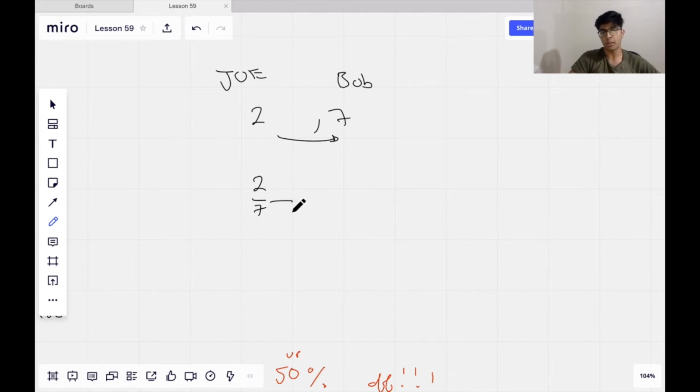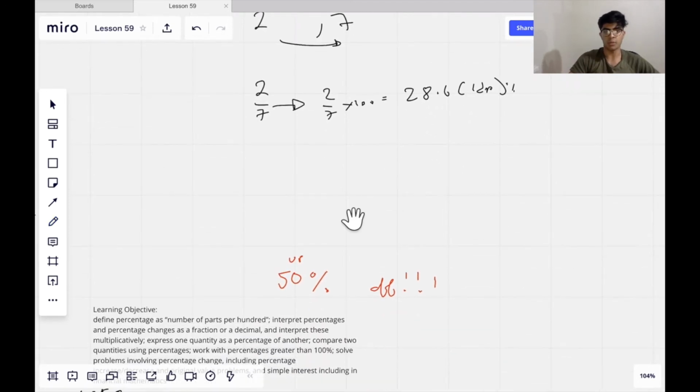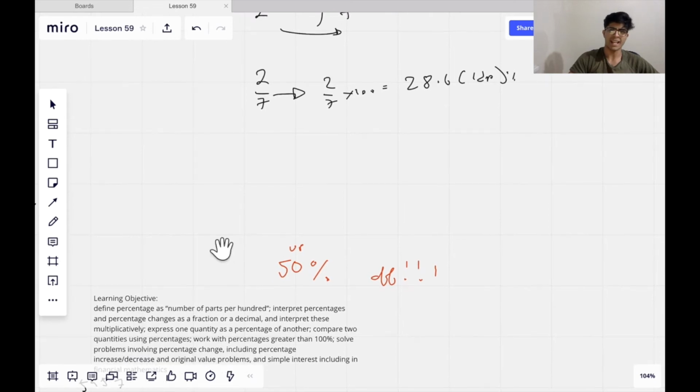But basically you can convert this into a percentage: 2 over 7 times 100, which is 2 divided by 7 times 100, giving 28.6 to 1 decimal place, percent. So Joe's salary is 28.6% of Bob's. When you use percentages to compare quantities, it's the same as using fractions to compare quantities, except you convert the fraction into a percentage. We've talked about how to do this: just multiply by 100.